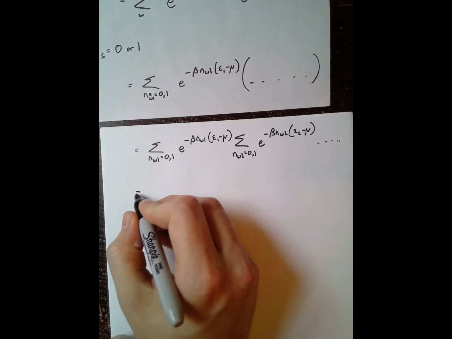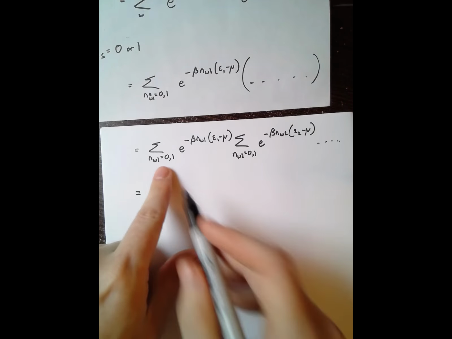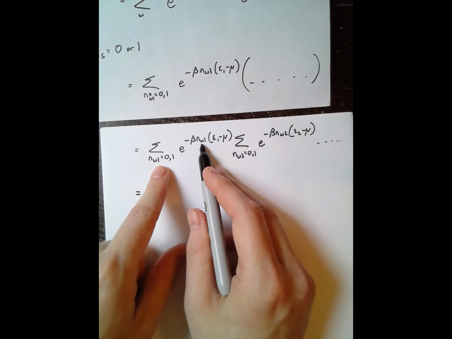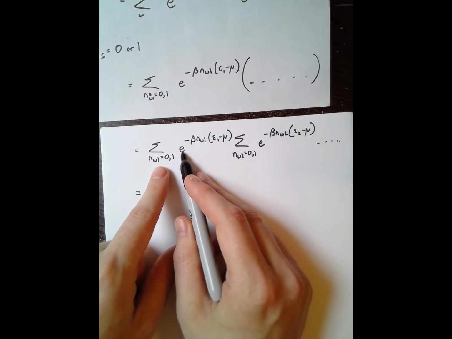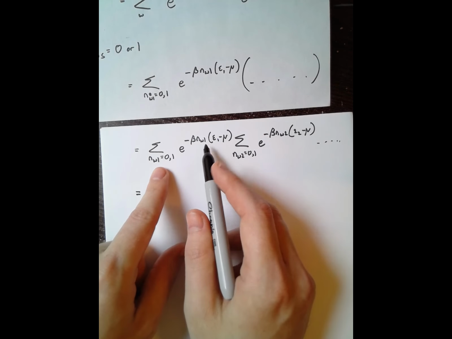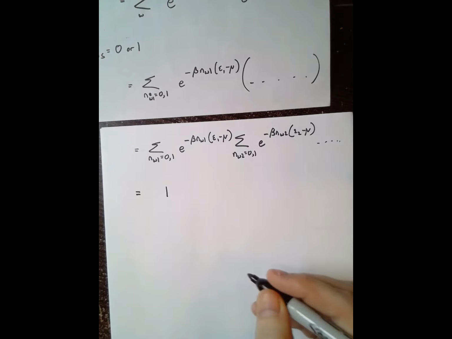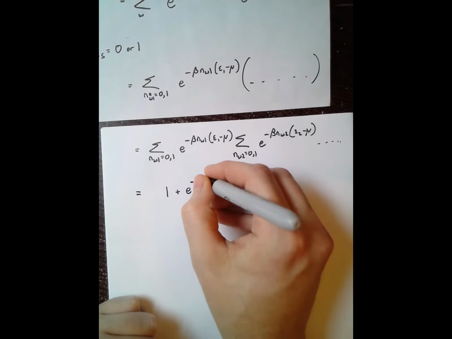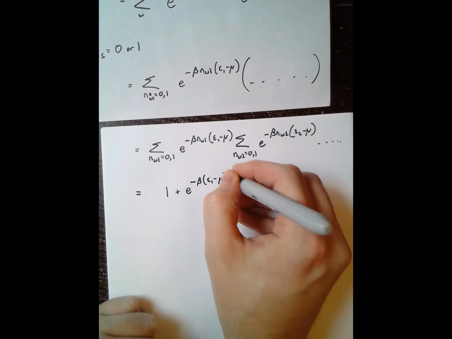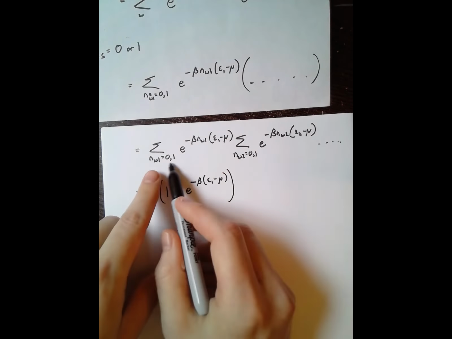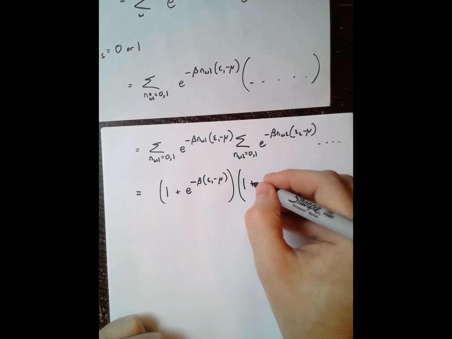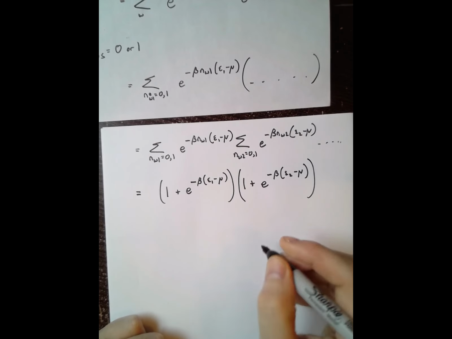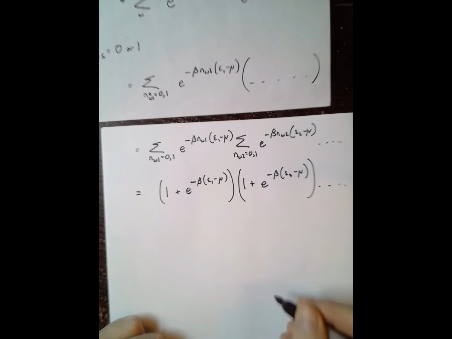Okay, but now this is easy to evaluate. This sum here is just the case where n_w1 is 0, and then you've got e to the minus 0, which is 1. Or you've got the case where this is 1, and that gives you just e to the minus beta (epsilon_1 minus mu). So that's this sum here. Similarly, this sum here is going to be 1 plus e to the minus beta (epsilon_2 minus mu), and so on.